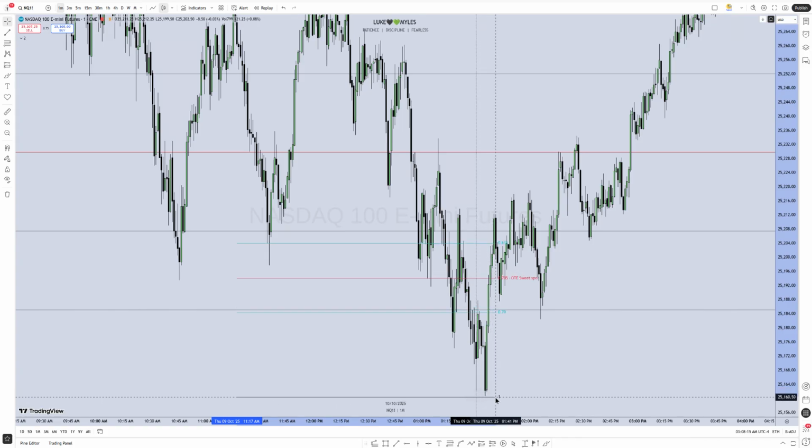Then that low right there sponsors a move that goes and closes above the 0.618. So anything that comes back into this would be an execution.